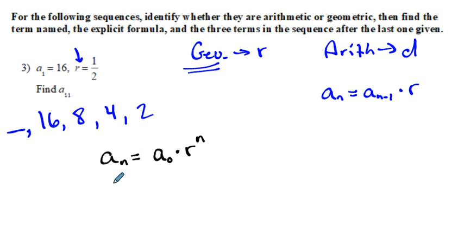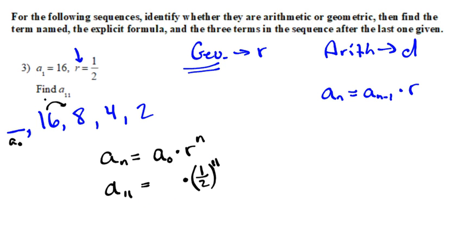All right, so in our formula, we know that n is 11, because we want the 11th term. Not sure what a sub 0 is right now. That's what would go in this blank here. But we do know that the ratio is 1/2, and we're raising that to the 11th power. Okay. What would a sub 0 be?